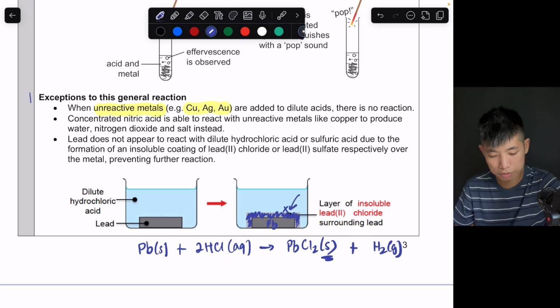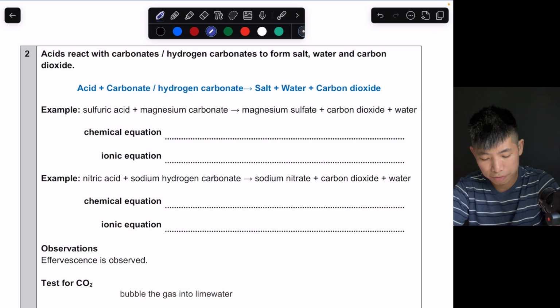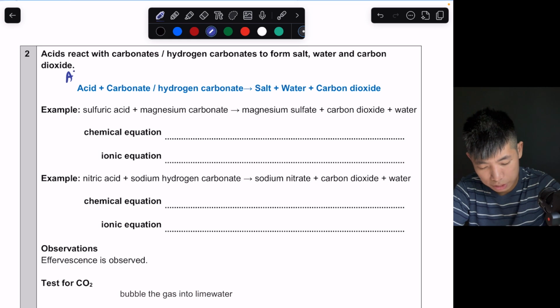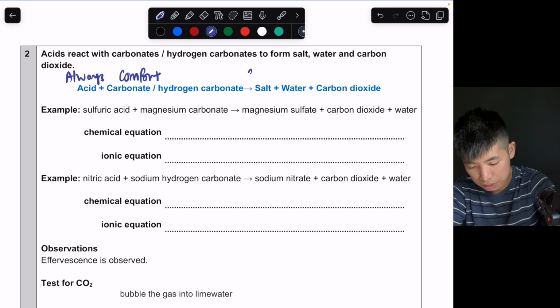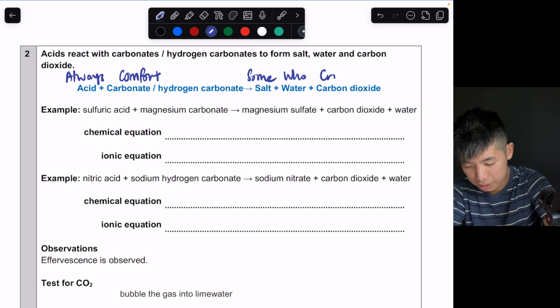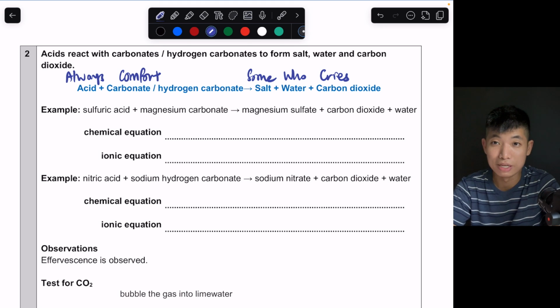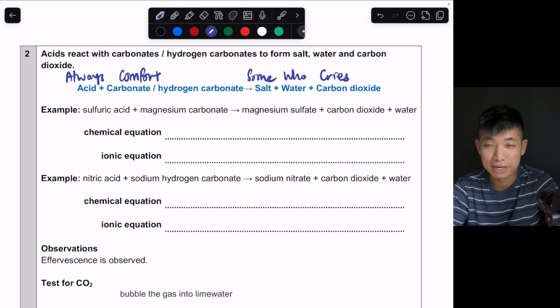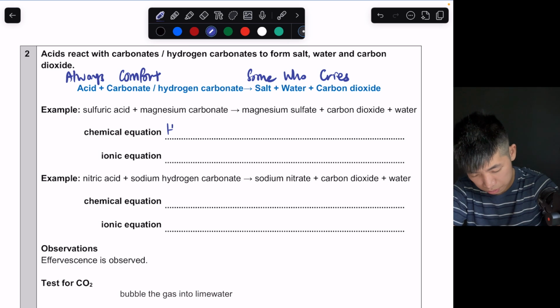Just take note of some of these exceptions to the general acid-metal reaction. Another reaction is acid reacting with carbonates to form salt, water and carbon dioxide. I like to remember this using "Always Comfort Someone Who Cries." I know it may sound a little bit cringy, but you can use your own acronyms to help you remember some of these reactions. I'd like you to give this a try first: pause the video, write the equations, then I'll go through the answers with you.